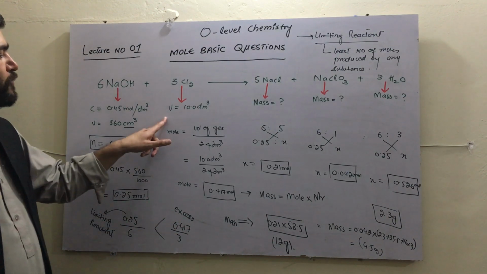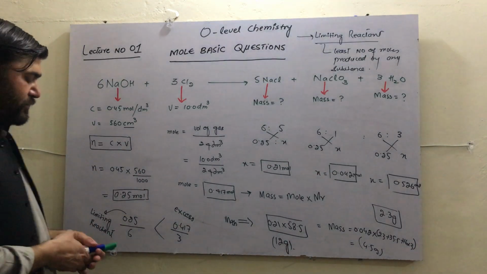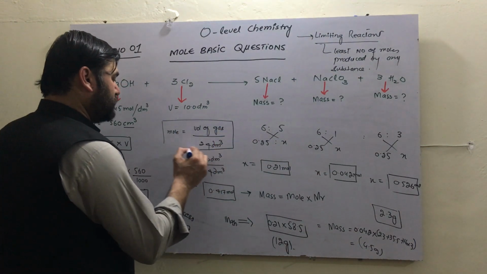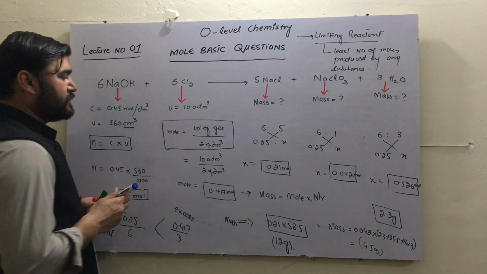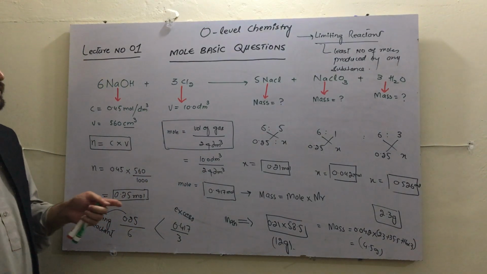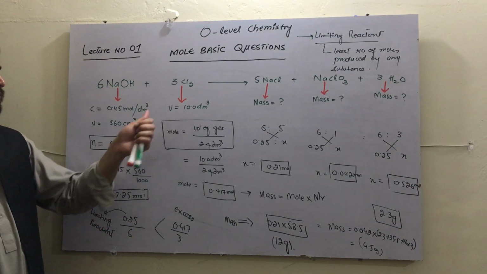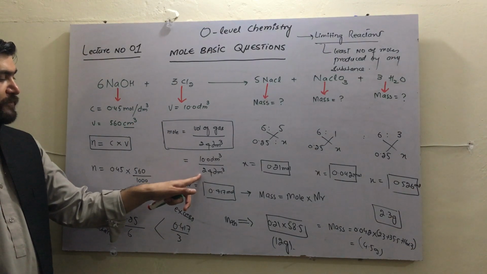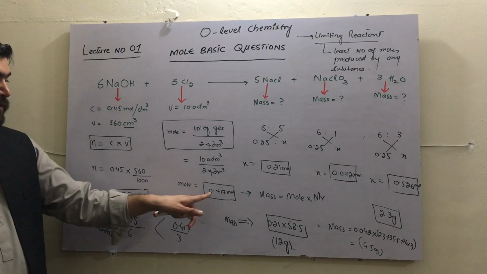And from here the number of mole can be calculated by simply applying this formula. This is the most important formula. As I told you in the previous lecture, you need to learn this formula. Whenever the volume of gases is given, you need to convert that volume into mole by the same formula. So volume is given and we divide by 24 dm cube, and the mole will be 0.417.